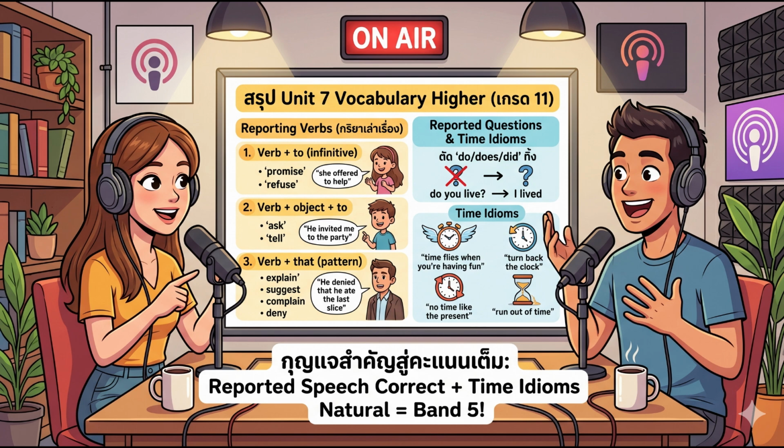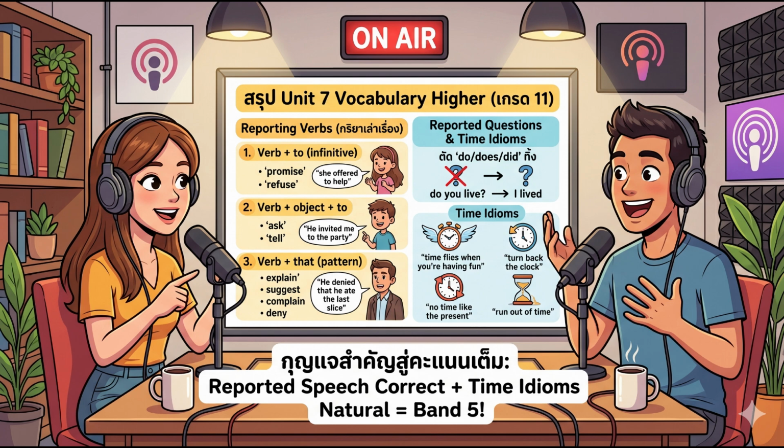And if we connect this to the bigger picture, it actually makes perfect sense. Think about it. When you report a question, you aren't actually asking a question anymore. Oh, right. You are just stating a fact about something that was asked in the past. Exactly. Since it's a statement of fact now, the question helper words are totally useless. So, where do you live simply becomes, he asked where I lived. The word order just reverts to a standard affirmative sentence. Wow, okay, so mastering those verb patterns basically gets you past the grammar check.